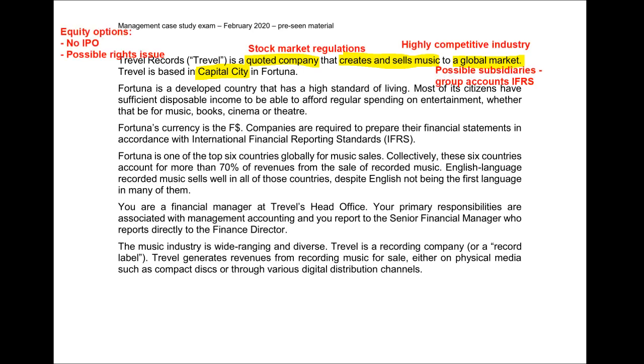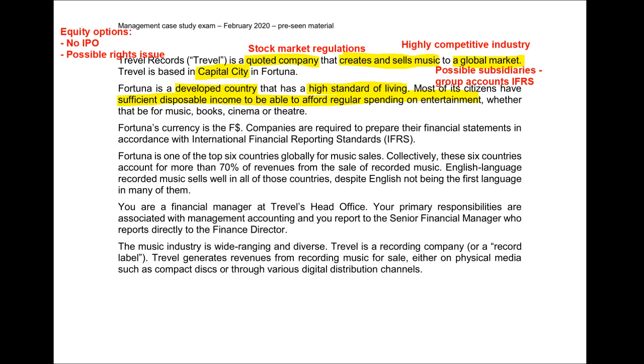So now moving forward, we have a description of Fortuna. Fortuna is a developed country, so immediately we know that there'll be a lot of technology involved, a very developed pop culture in terms of music, and that the people in Fortuna have a high standard of living, where there's a sufficient disposable income to be able to afford regular spending on entertainment. So the first thing we have to point out here is that our local demography are going to be very much suited to selling music to.